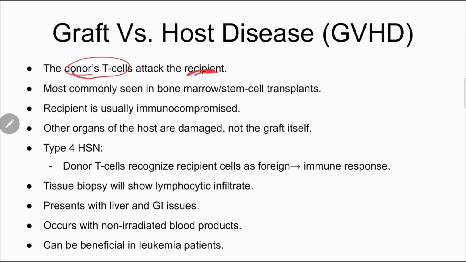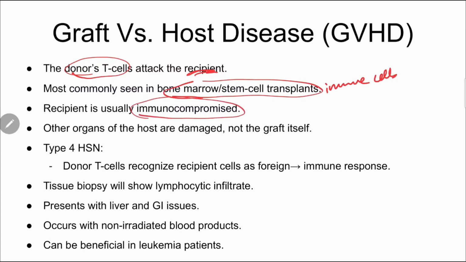And this is mostly seen in bone marrow or stem cell transplantation. The reason being because these are mostly rich in immune cells and lymphocytes, right? And the recipient is usually immunocompromised. So someone who has HIV, someone who is on long-term steroids or immunosuppressants, right? So that is what this patient is usually going to be. And also a patient with cancer, right? So cancer is also an immunocompromised state.